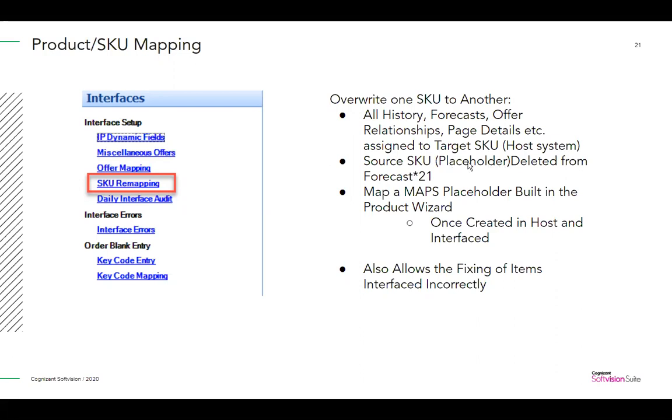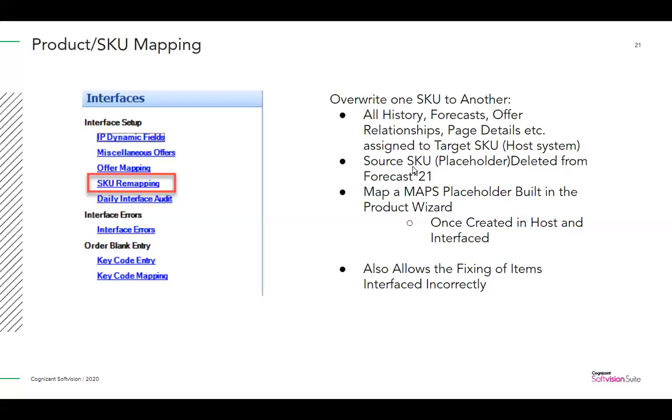And the item that comes over from the host is the target SKU. And the really important thing to know about this is that when you do this mapping from the source SKU to your target SKU, any work that you have done in the system so far, so that's all history, forecasts, your offer relationship, page details, etc., all of that information will then be mapped to this target SKU, and that source SKU is completely deleted from Forecast 21. So it's just key to understand that.